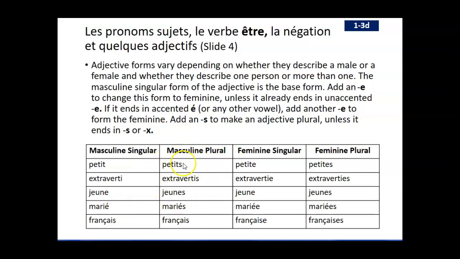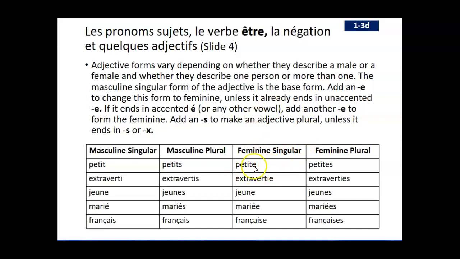So if we're talking about a group of males, we'll say petit with an S on the end, but we don't change the pronunciation, just the spelling. Extraverti, same pronunciation as the singular, but we just add an S to the end. And you get that it's plural based on the context. If we're referring to a group of males, we'll still know that they're plural even if we don't pronounce that S. Okay, jeune, the same. The S is silent on the end. Marié, français. So for masculine plural, taking that from masculine singular, the pronunciation is exactly the same. The only thing that changes is the spelling.